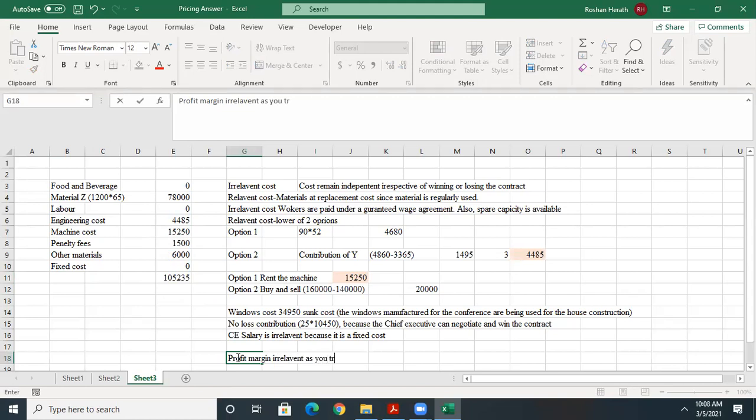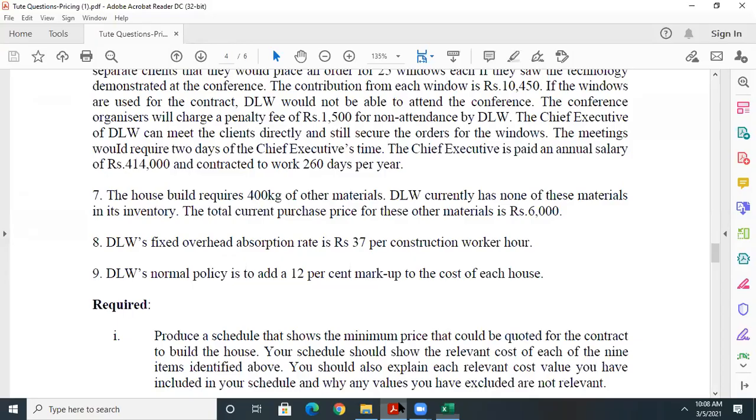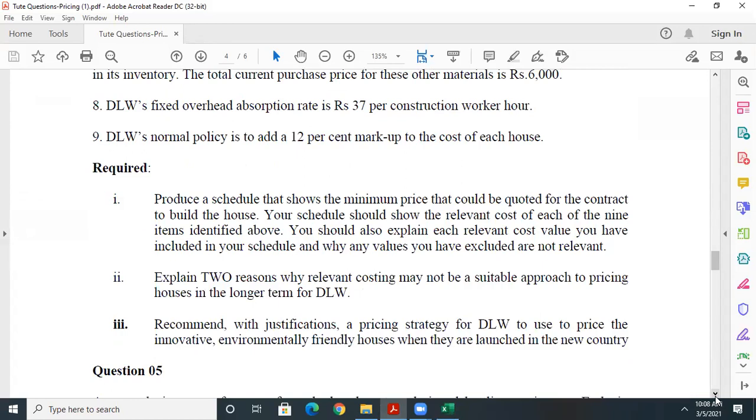You try to cover only the relevant cost. relevant cost එක විතරයි cover කරගන්න උත්සාහ කරන්නේ. ඒ නිසා ඒකත් අදාළයි. එහෙනම් ඔයාලට මේක offer කරන්න පුළුවන් 105,235 කියන price එක. Right? That is the relevant cost. So that's the answer for the past one.